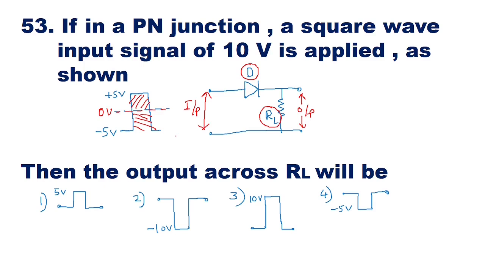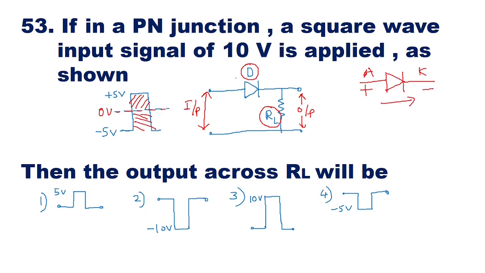Now, if you remember the working of a diode, that is a p-n junction, a diode will conduct only when its anode is positive with respect to its cathode. This terminal is called the anode, and this terminal is the cathode. If the anode is more positive with respect to the cathode, then the diode is going to conduct. That means current will pass through it.